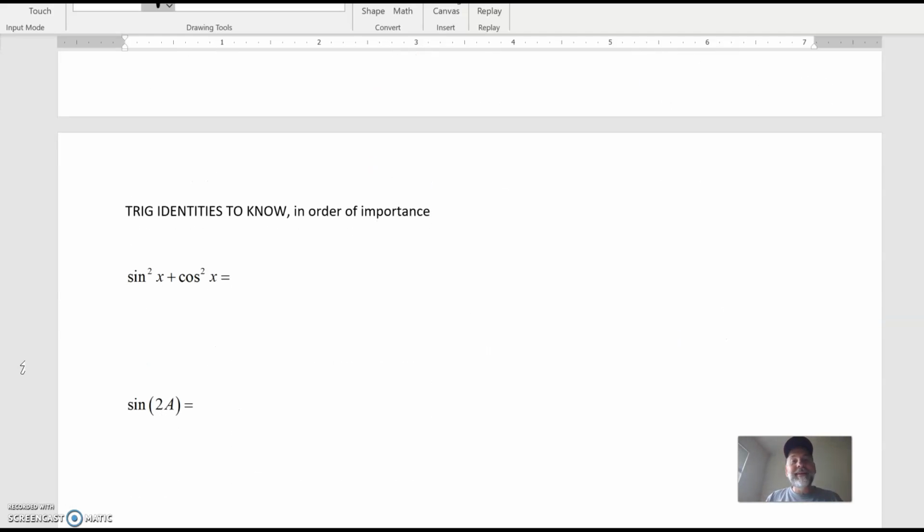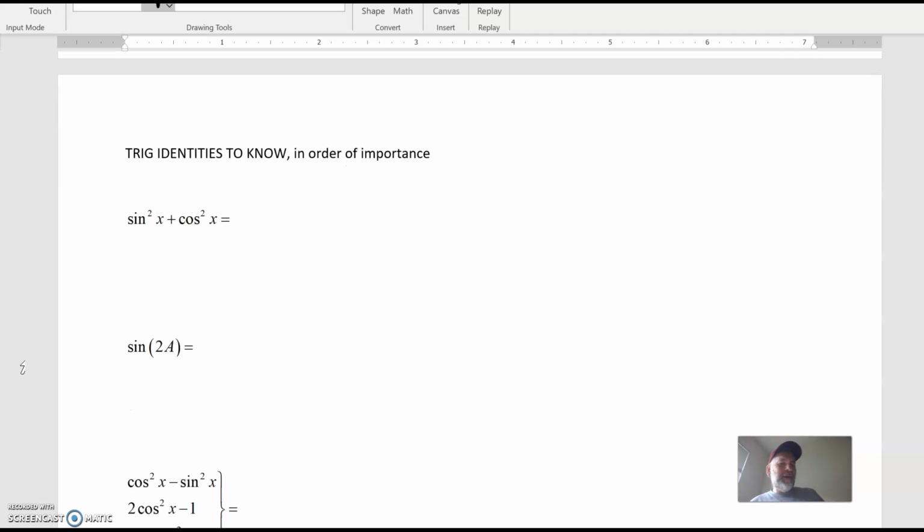Finally, there's trig identities in order of importance. We're going to make it in one video. So sine squared plus cosine squared. Sine squared x plus cosine squared x. This is one you should just know off the top of your head without thinking about it.